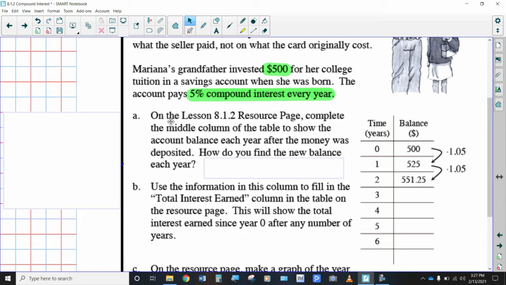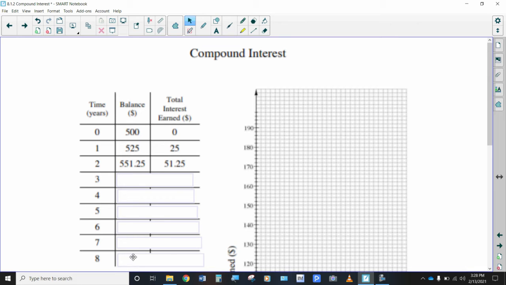Okay. So this resource page is available to you on the online book. It's in the Google math class. Print it off. You know the routine. I've said it 100 times. Feel free to print it off, or you can just copy all this stuff down into your journal. Okay, so it says, how do you find the new balance each year? Complete the middle column table. All right, so the middle column is this column right over here.